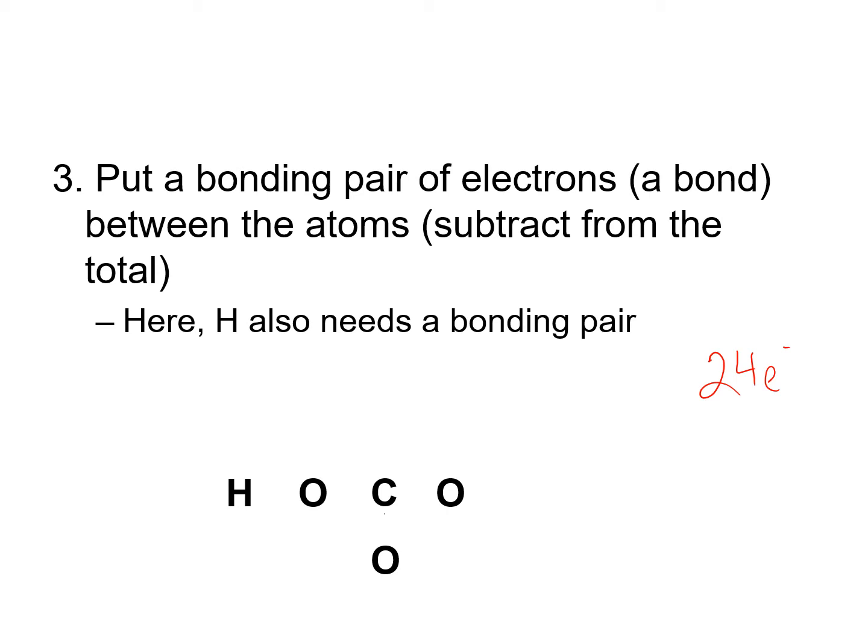If we put a bond between the carbon and the oxygen, that's going to hold the oxygen and the carbon together, but that bond's going to take up 2 of the electrons. We're going to put another bond between the other oxygen and the carbon, and one here. That would hold all of the oxygens onto the carbon, and I'm going to bond the hydrogen onto that oxygen. That's going to take up 2, 4, 6, 8 electrons out of the total. So what we had before was 24, and we are now down to 16 electrons left.